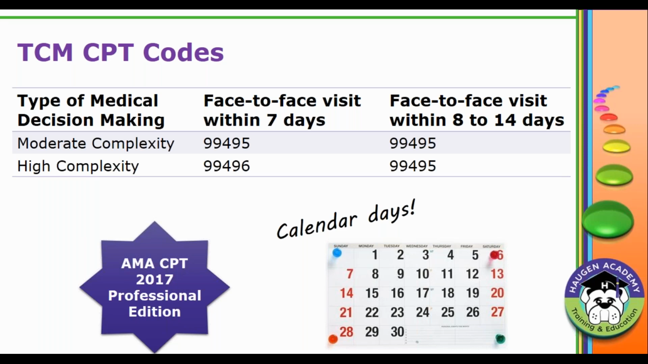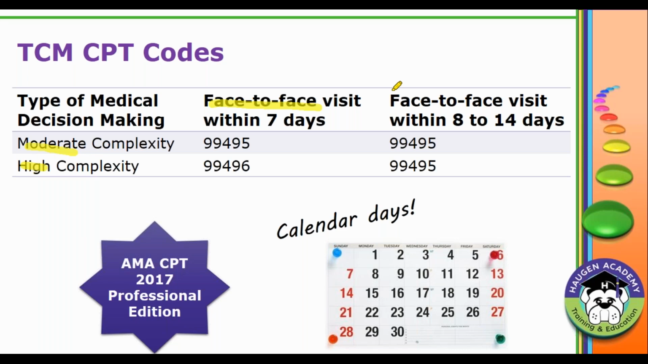So this chart is actually in your CPT book. If you are looking at the professional edition, it is on page 50 of the 2017 professional edition. But this just points out the differences between the 2 codes. So again, we have 99495 and 99496. And the differences are going to be the face-to-face visit timing and then the moderate or high complexity.